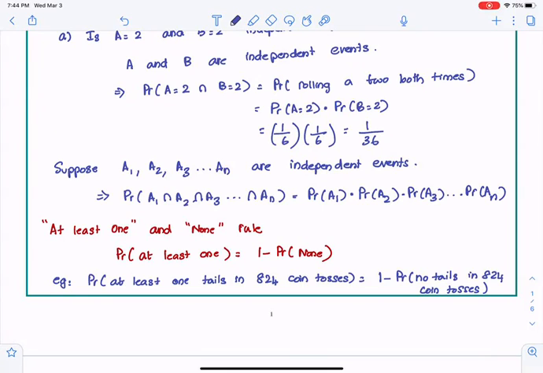We've done problems like this in the previous video, but this particular rule is quite often used with the multiplication rule and independent events.